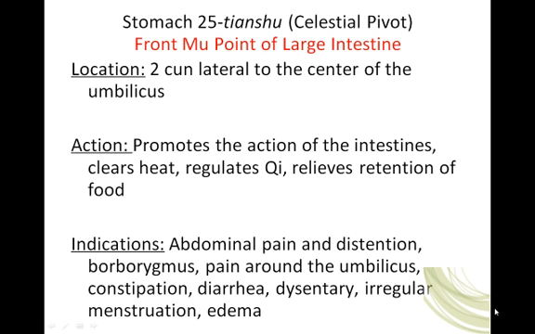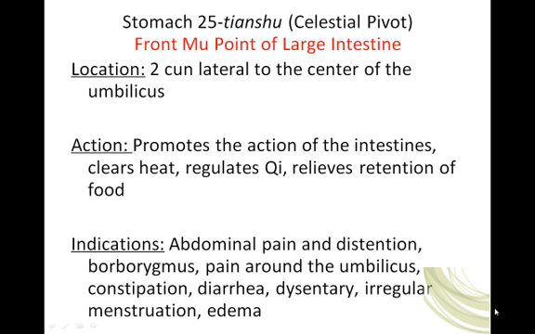Another way to think about the name of this point is that it's not only the meeting point of the upper body and lower body, but as such, the upper body is ruled by celestial qi, and the lower body is ruled by earthly qi. This is a place where those two meet. Right? So 2 sun lateral to the center of the umbilicus, promotes the action of the intestines, clears heat, regulates qi, relieves retention of food.